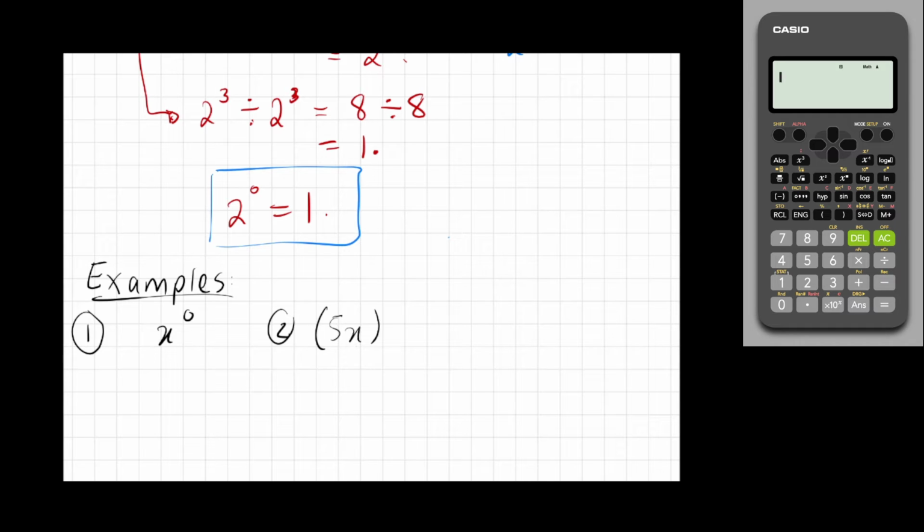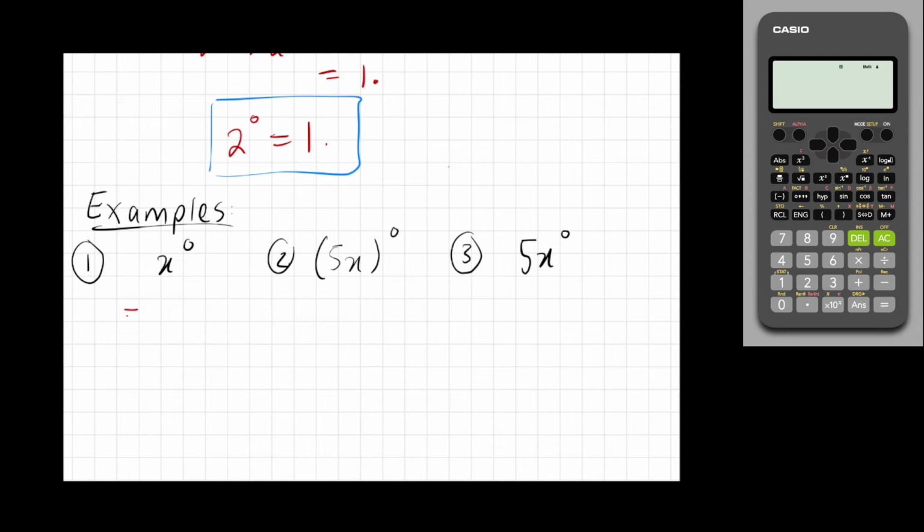5x to the power of 0. And the third ones usually look like this. Okay? And then you can have a combination of any of these types, okay? But you've just got to be careful with your combinations that you simplify the indices first. Okay, well, let's start with this first one.